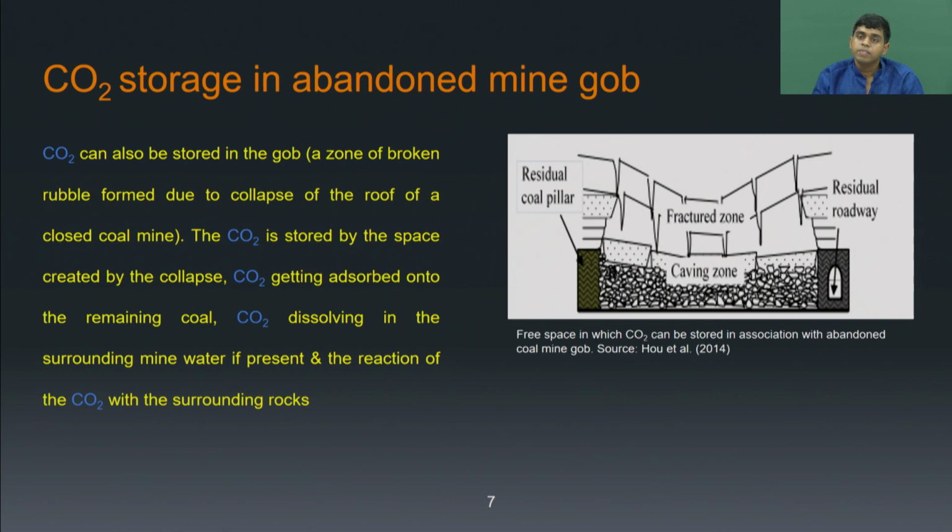Abandoned mine goaf is a kind of broken rubble that is formed after the collapse of an abandoned coal mine. This happens as there is nothing to support the cap rock that is there after the coal has been excavated. There are only residual coal pillars on the side. Now, this fractured zone generates a permeability and a pore space in which CO2 can be stored. CO2 can also be adsorbed onto the remaining coal that is present in the mine and also in the leftover mine water that is present.